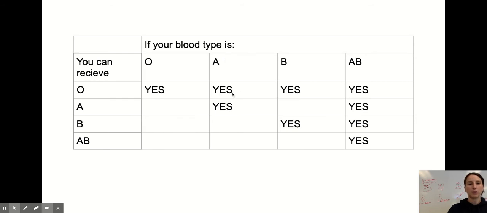A-type blood, you can receive O-type blood because there's no antigens to attack on it. You can also receive A-type blood donations because your body isn't making antibodies against A antigens, because you've already got them in your blood. But it will make them against B, so you can't receive B or AB. If you're type B, you can receive O or B, same reasoning as the last one. And if you're AB, you don't have any antibodies in your blood plasma, so you can receive donations from everybody.